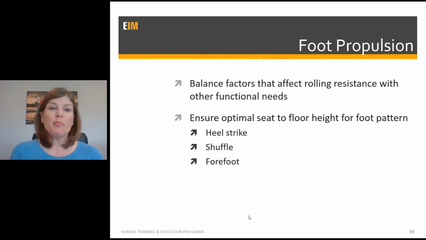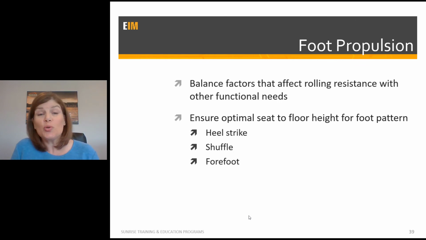For individuals that foot propel, we need to balance the factors that affect rolling resistance with other functional needs. We need to think about the method of propulsion for that individual client, and this is going to affect the seat to floor height that we are selecting. So does the client use that typical heel strike and pull through? If that's the case, the measurement that we're looking at is from the popliteal fossa to the heel of the foot with the client wearing the normal shoe that they would typically wear when they are foot propelling.